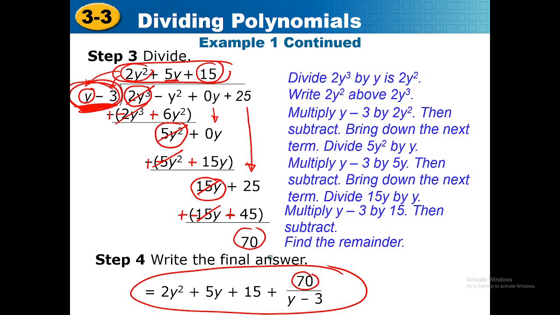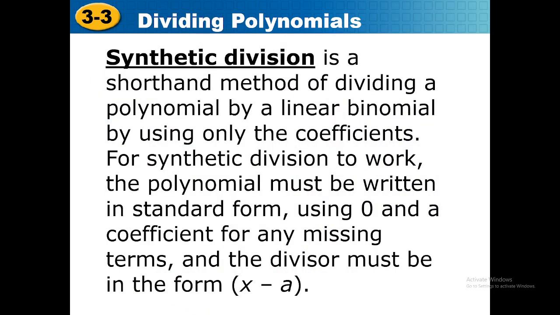Now, just like what I said a while ago, I will just introduce the steps of long division, but we will focus on synthetic division. Synthetic division is a shorthand method of dividing polynomials by a linear binomial using only coefficients. For it to work, the polynomial must be written in standard form. Take note, if there are missing terms, you need to write the number 0 for the missing terms. And the divisor must be in the form x minus a.